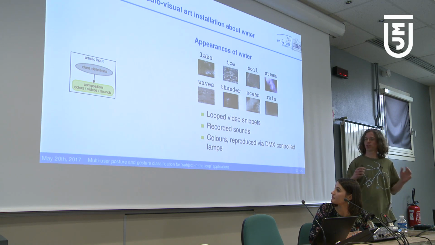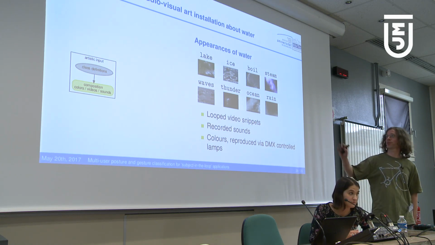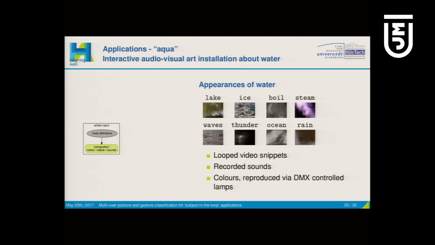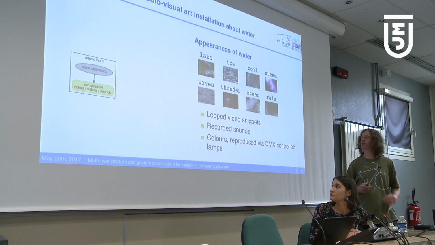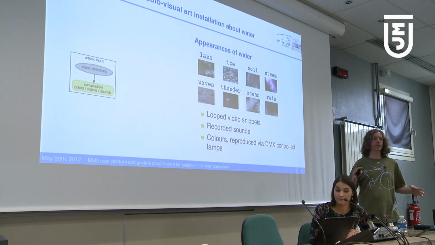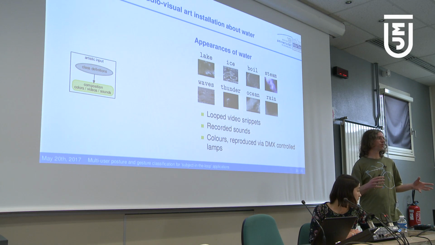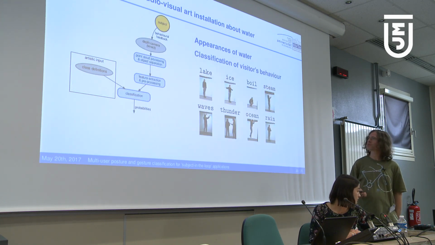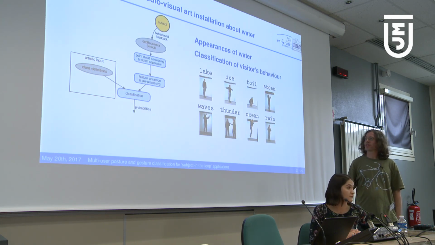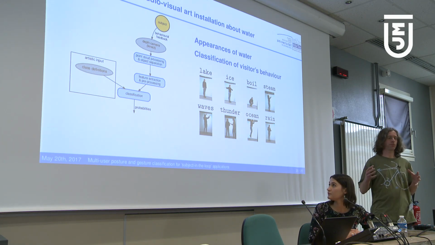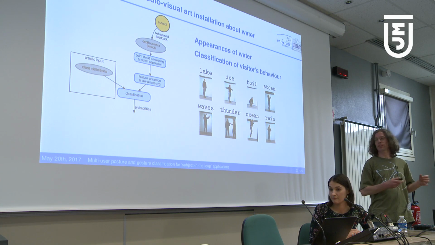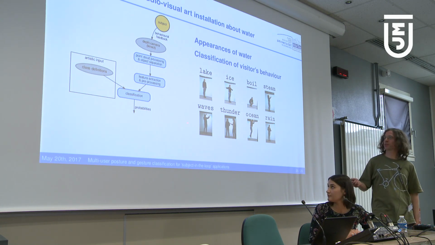So we have some kind of composition where we describe different appearances of water. We assign a video snippet, which is always looped, and some sounds and also some colors to these states, appearances. These are the things which we would later like to use in the mixture. And then we have our labels, which you have seen before. They are the postures or gestures which we assign to the same states, which we would like to classify with the classification algorithm.